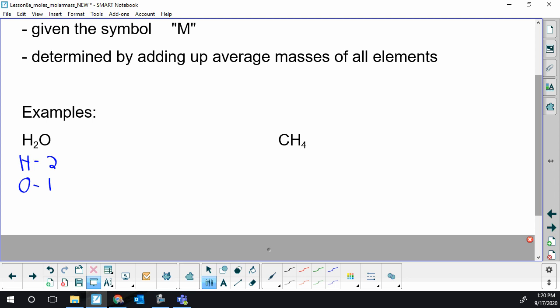Numbers in front don't affect molar mass. This just means there's 2 water. But water has 2 H's and 1 O. So we're going to ignore any numbers in front. If you ever see that, it doesn't affect the molar mass. That's just a balancing thing. It's not what water looks like.